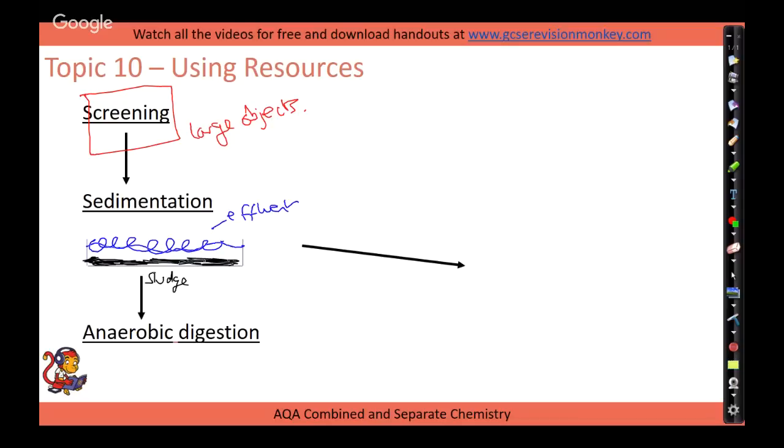The sludge we can put in an anaerobic digester. If you were doing separate science, you would have looked at biogas generators in the separate only content. So with anaerobic digestion, you can take that sludge and make it into really useful products such as fertilizer to put onto the soil, or natural gas. So you can make methane from this and use that as a fuel.